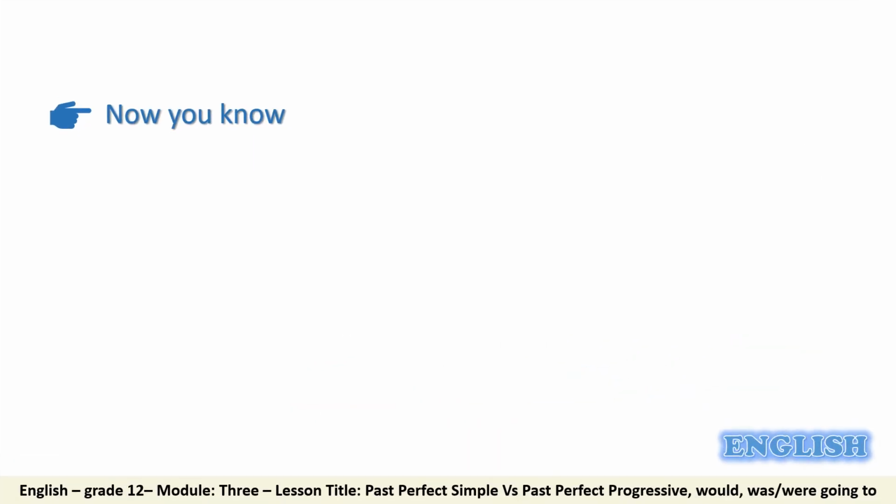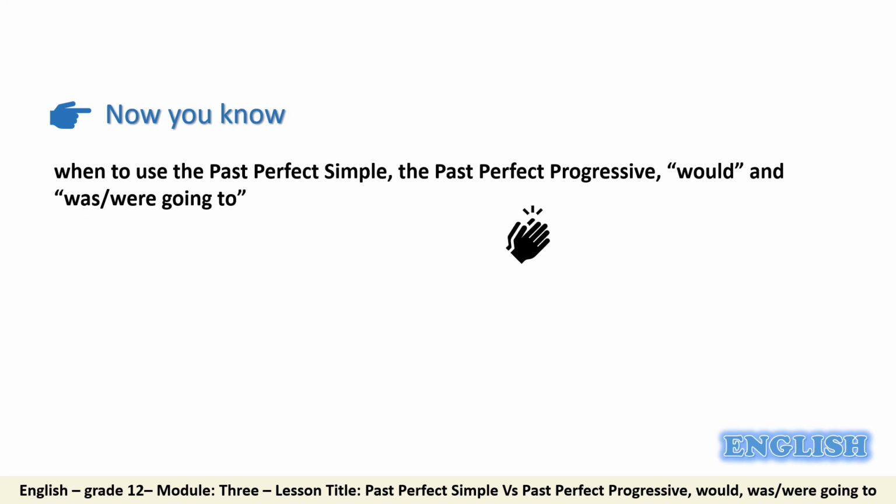Now you know the difference between the past perfect simple and the past perfect progressive, and the use of would and was, were, going to.